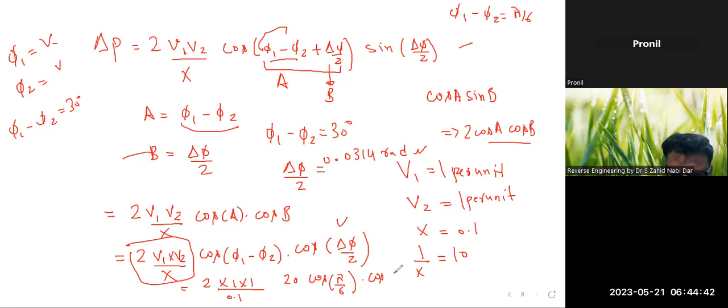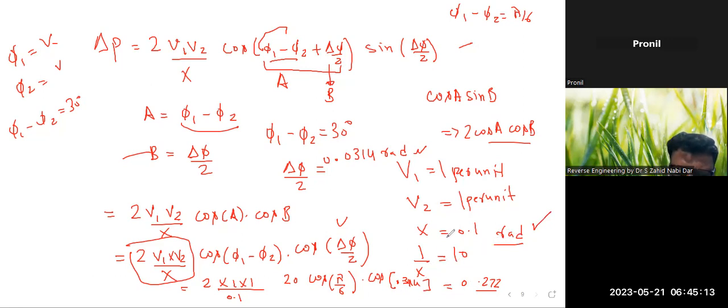Sir, 0.999, roughly one. 0.34 something. What is the answer you are getting? 0.03. Sir, the answer is 17.30. Here it is showing 0.272 in your slide. Have you put the calculator in radians? Yes, yes, I put that.